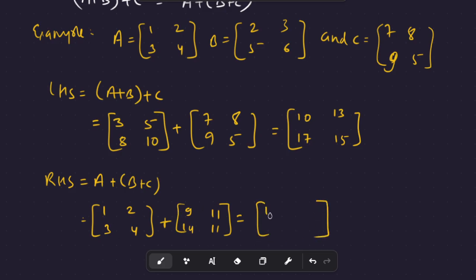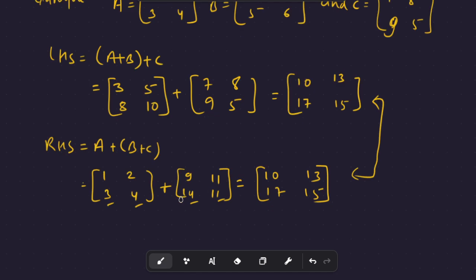How much will be our sum? 10, 10, 13, 17, and 15. Okay. Are these two values equal? Yes, sir. It means left hand side is equal to right hand side. LHS equals RHS, verified. So in this way, this type of properties can be verified.